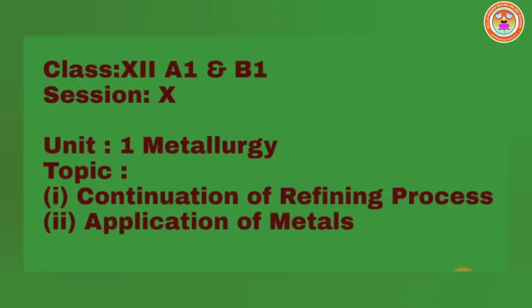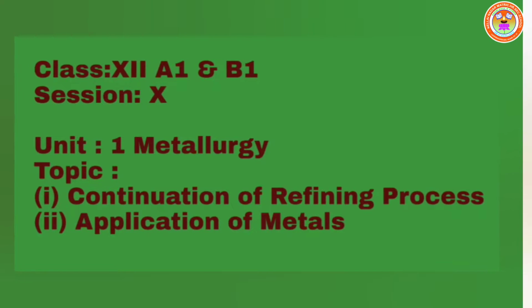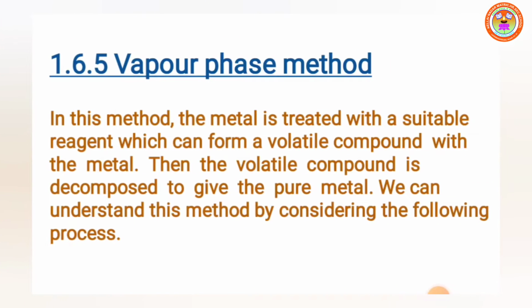Today's class from Unit 1 Metallurgy, we are going to discuss continuation of the refining process and application of metals. In the last class under the refining process, we saw distillation, liquefaction, electrolytic refining and zone refining. Now we are going to see the vapor phase method.